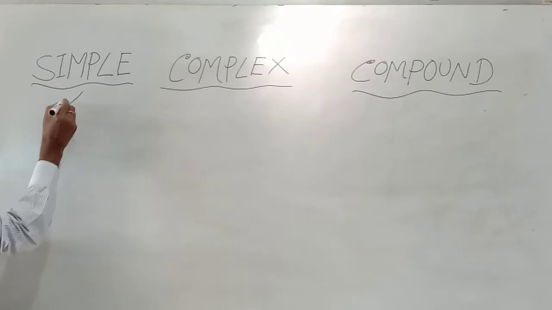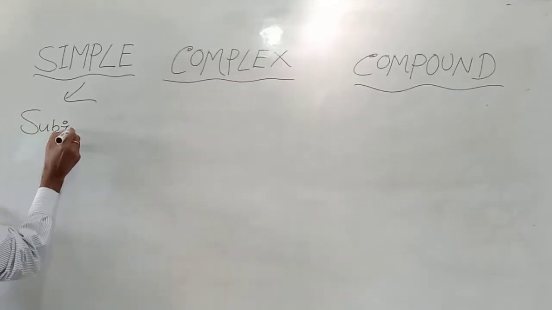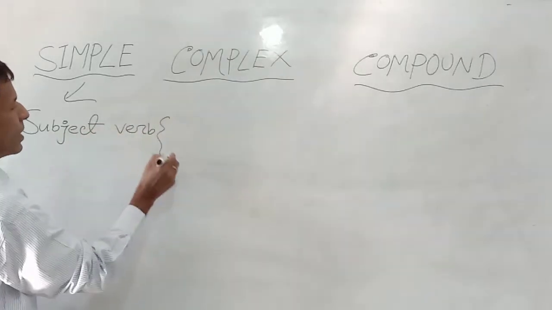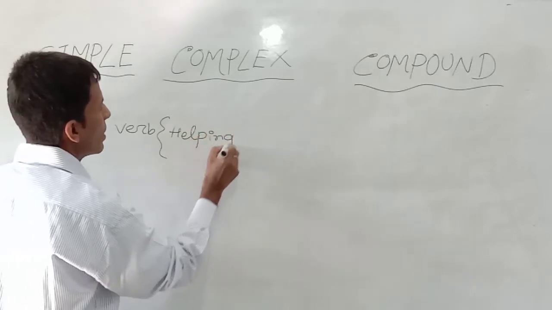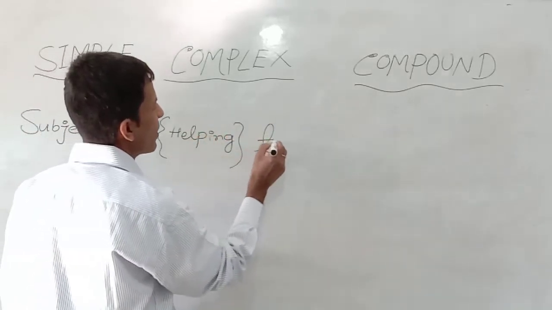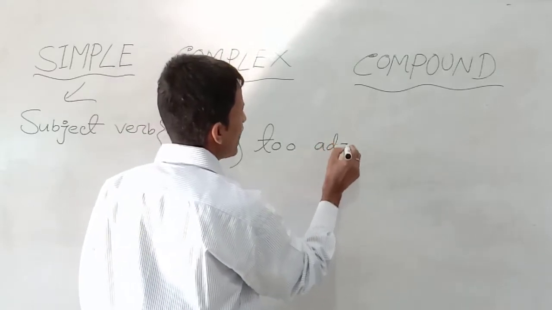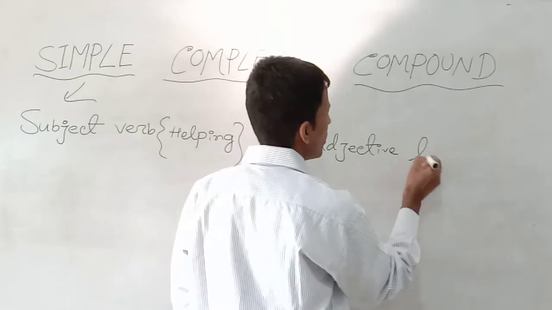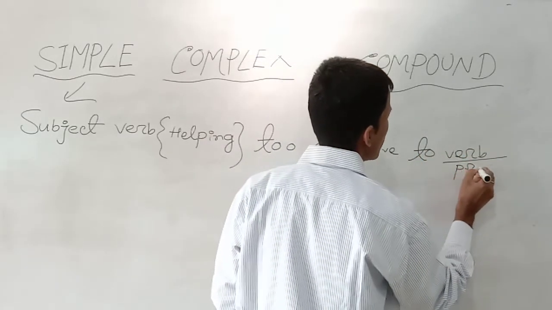In the simple sentence, the structure is subject, verb, helping verb, then adverb, to. After that you will find adjective. After that to, and at last verb in the present form.